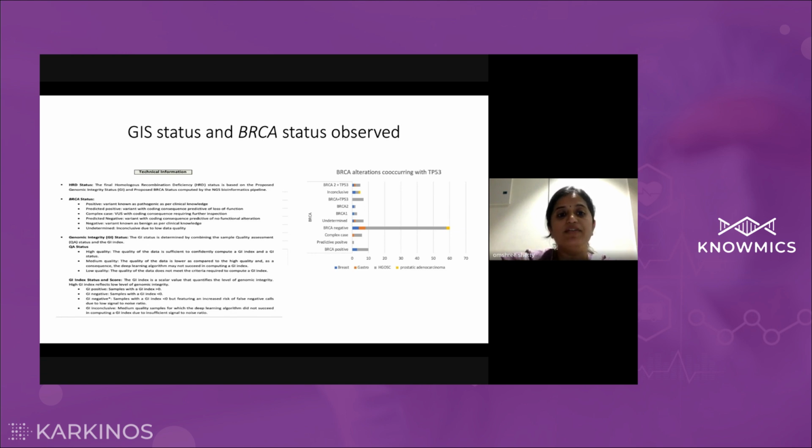And there could be predictive negative, like a variant with coding consequences predictive of no functional alterations. And then there is frank negative, and there is also undetermined. So based on that, these have been distributed. So we have BRCA positive, and then there is predictive positive, complex case, BRCA negative, undetermined, BRCA1 positive, BRCA2 positive, BRCA1 TP53, and so on. So that's how it has been distributed. But you can see that there is a mixed bag, and the numbers are still lower. The more cases we do, we'll be able to triage it even better.